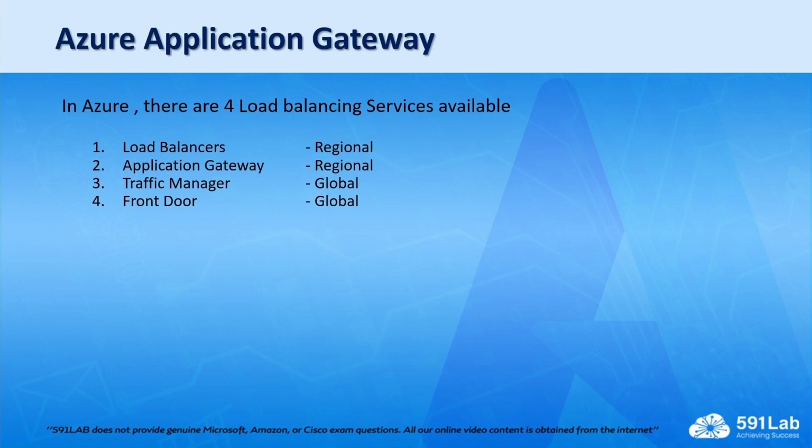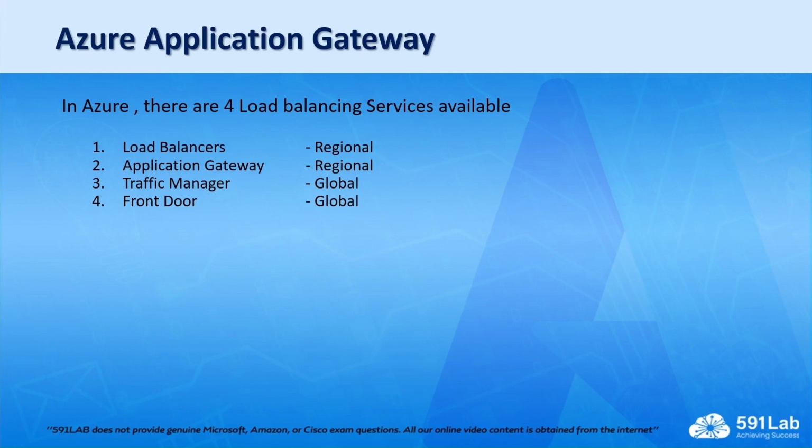In Azure, we have 4 types of load balancing services available. They are load balancers, Application Gateway, Traffic Manager, and Front Door. Out of these four, load balancers and application gateways are regional. This means they have the ability to load balance the traffic for resources within their region only. For example, Application Gateway in East US can do the load balancing for services in East US only. On the other hand, we have Traffic Manager and Front Door, which are capable of load balancing the traffic across regions.